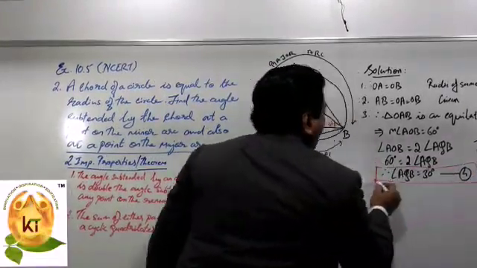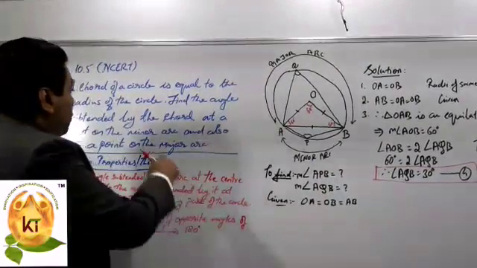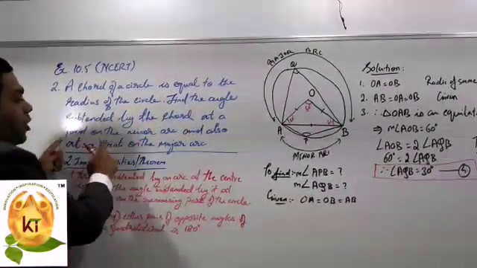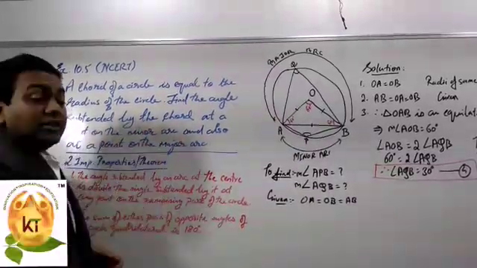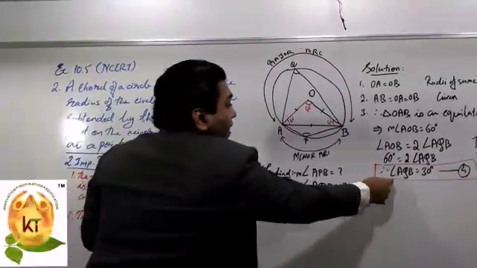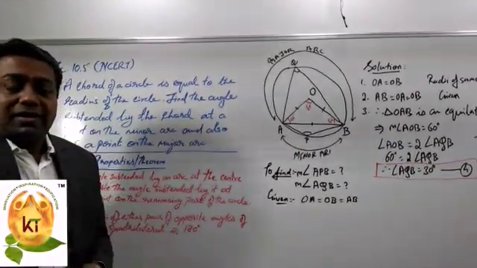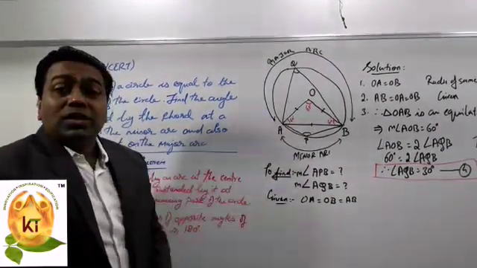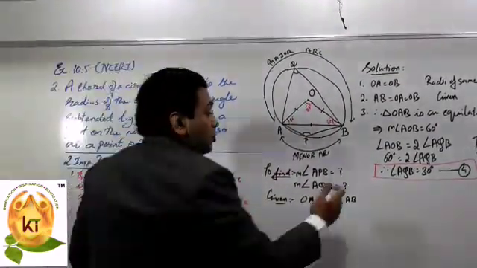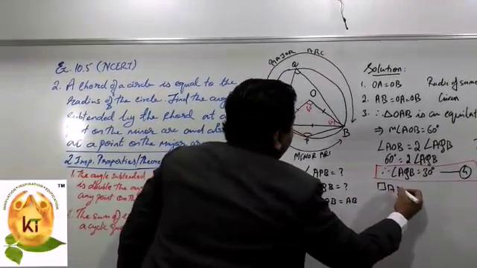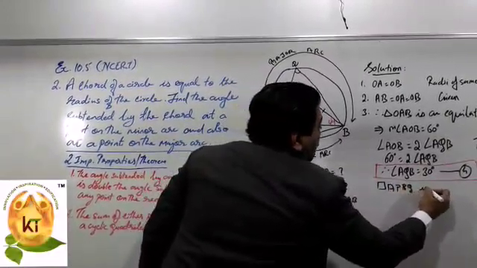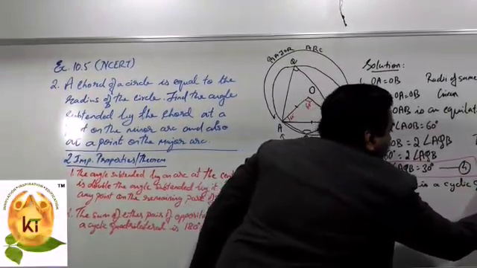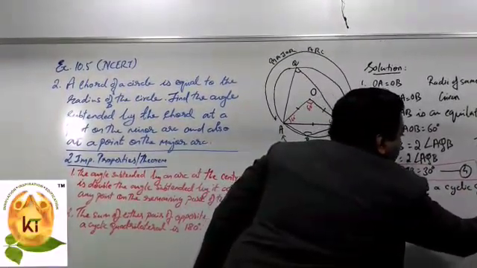This is the angle formed at the major arc. What's the question? Find the angle subtended by the chord at a point on the minor arc and also at a point on the major arc. So we found out the angle formed at the major arc. Now let's consider the minor arc. Now you know APBQ is a cyclic quadrilateral. So now I'll write quadrilateral APBQ is a cyclic quadrilateral. It is a cyclic quadrilateral.